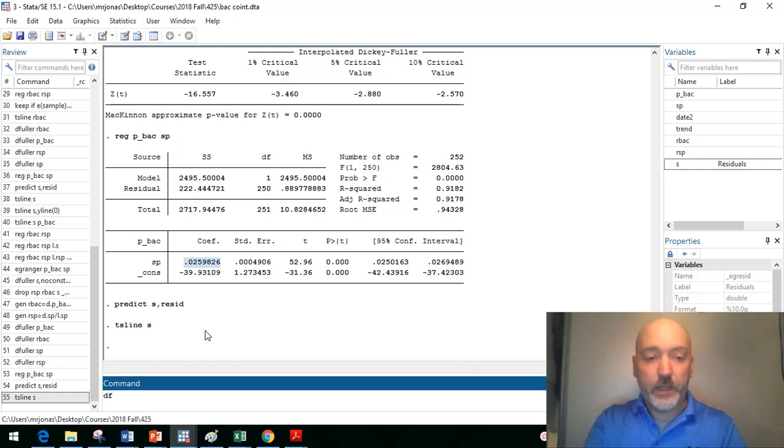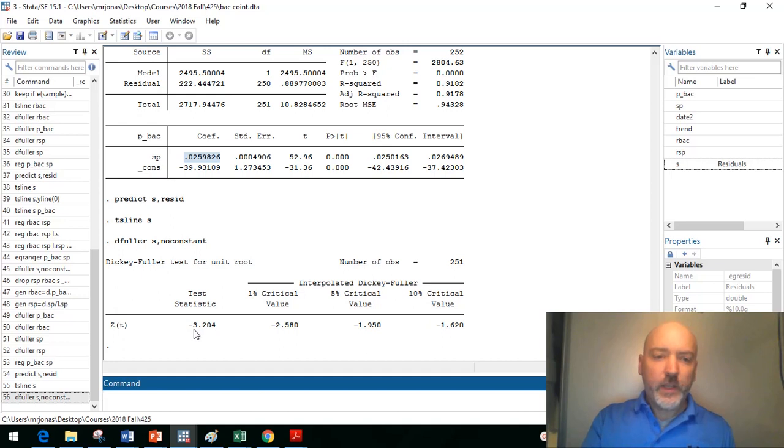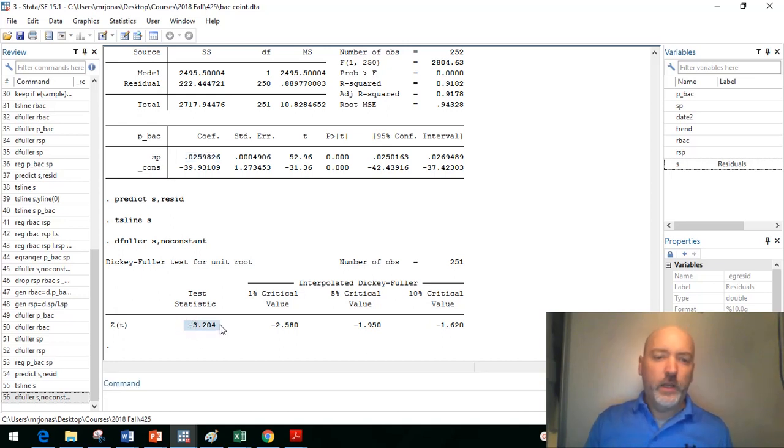So let's again apply the Dickey-Fuller test in Stata to this linear combination S. And here, I'm going to include the option no constant in that test. So we're assuming no drift, no trend, no constant. And we get our test statistic here of negative 3.204, and it surpasses each of these critical values.